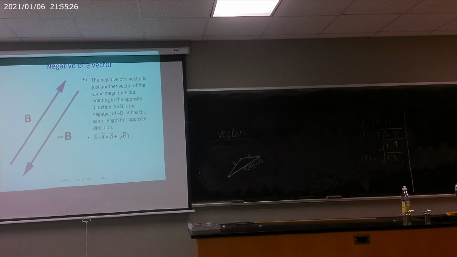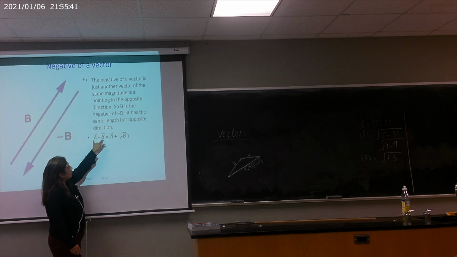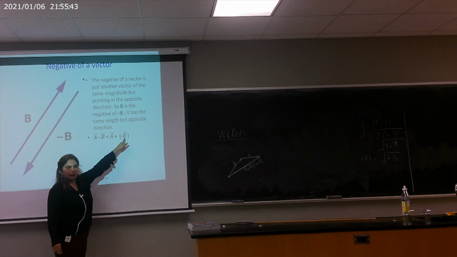Negative of the vector, we already went over it. Negative of the vector is nothing. You multiply negative 1 by a vector, and it just inverts the vector by 180 degrees. So if you're looking for A minus B, what you are actually doing is A plus minus B. All right?